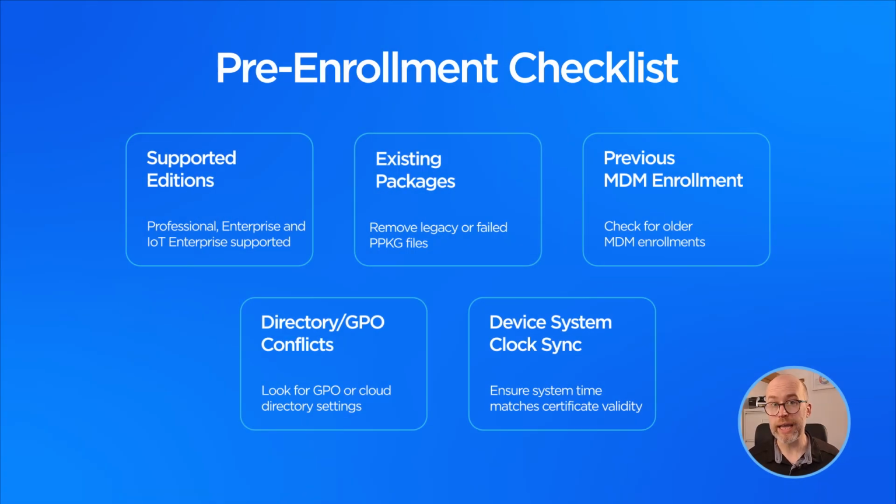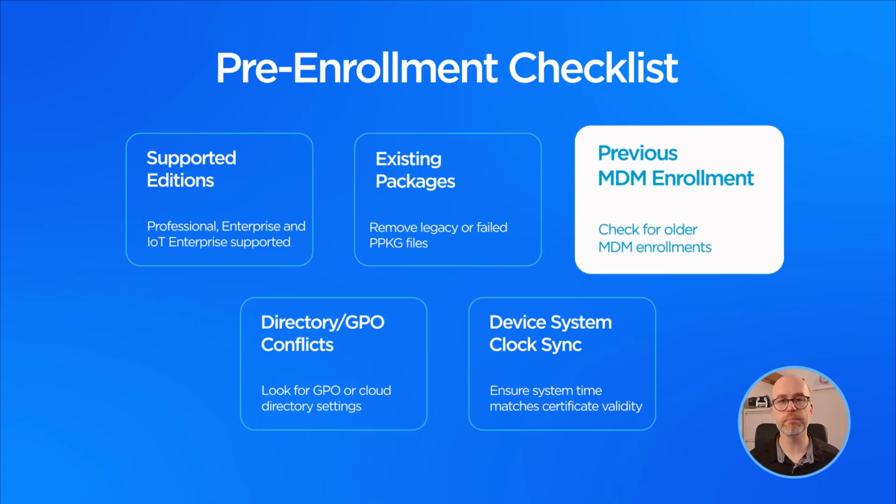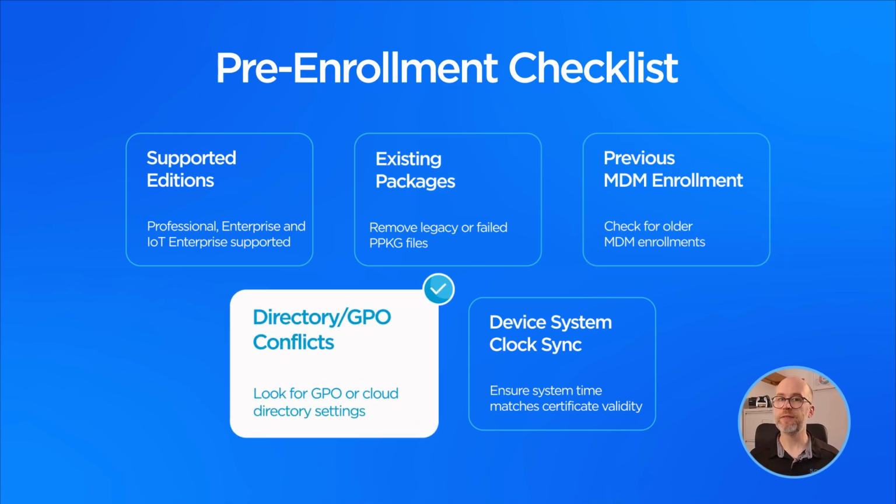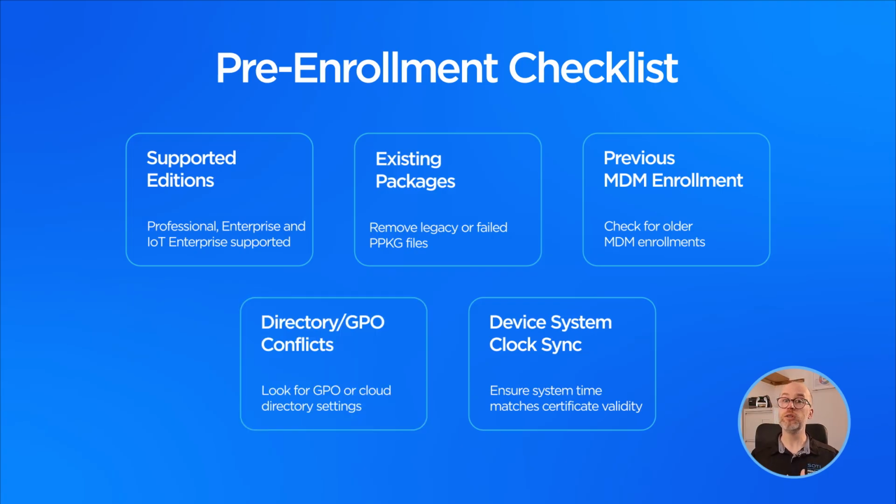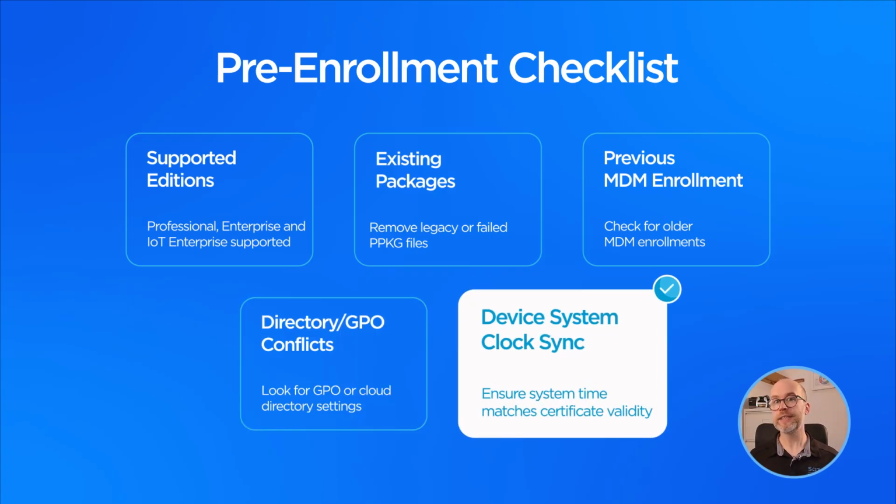In a similar way, if this is not a brand new device, it's worth checking if there was a previous mobile device management enrollment that hasn't been removed. If this is a machine linked to a directory, check if there are any group policy objects, GPOs, or cloud directory settings that may interfere with the enrollment. And also, as this uses certificates to enroll, check the system clock. If the system clock is not up to date, it could be out of sync with the certificate validity that we saw earlier.